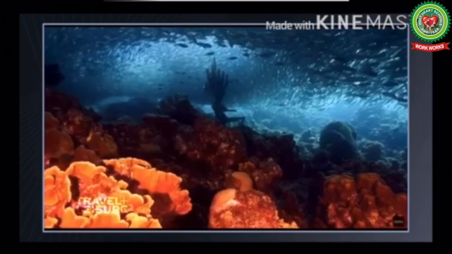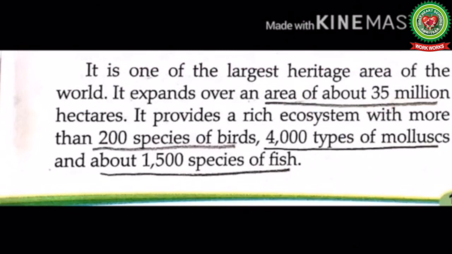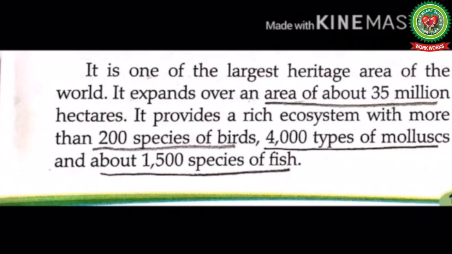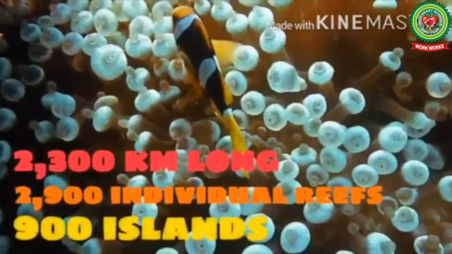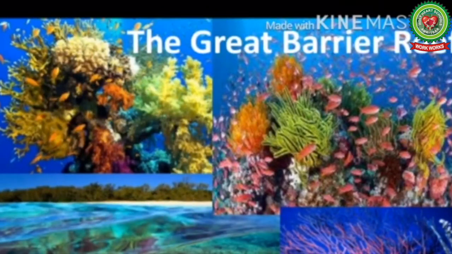The Great Barrier Reef of Australia is listed as a World Heritage Site. It is one of the largest heritage areas of the world. It expands over an area of about 35 million hectares. It provides a rich ecosystem with more than 200 species of birds, 4000 types of mollusks and about 1500 species of fish. The large part of this reef is protected by the Great Barrier Reef Marine Park. This barrier reef is also a significant tourist destination of Australia.